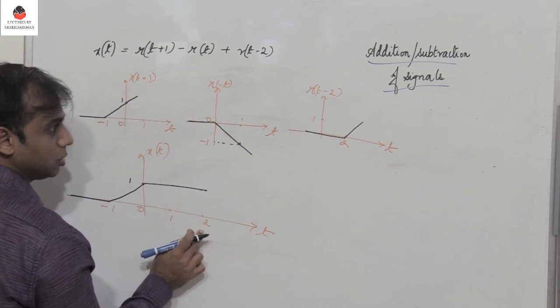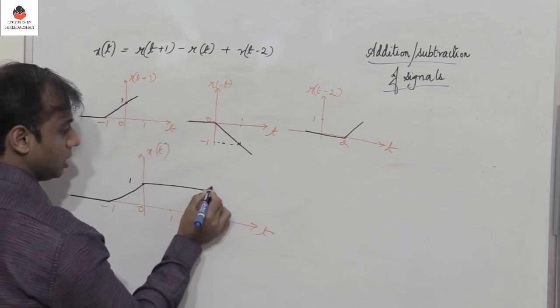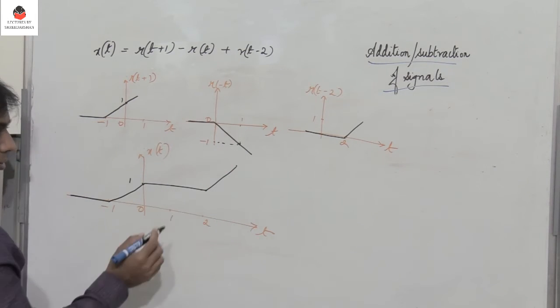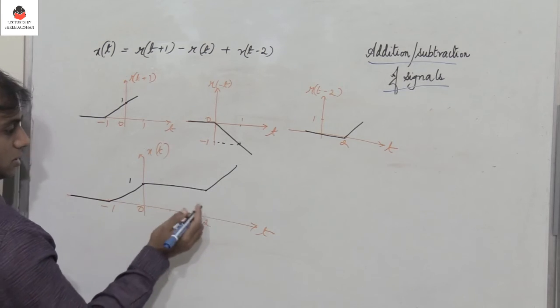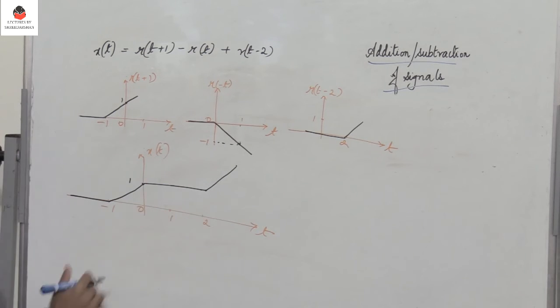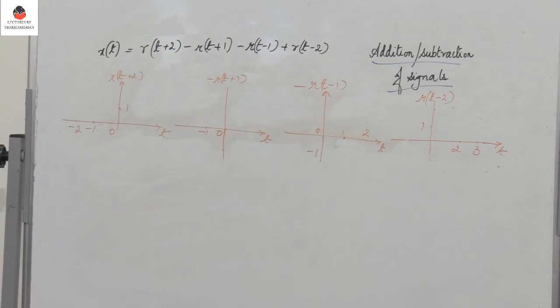And from t equal to 2, what happens? I have the ramp signal again with slope equal to 1. So again the ramp increases, right? So this is the resultant waveform x of t. So let's take another example where I need to find x of t.